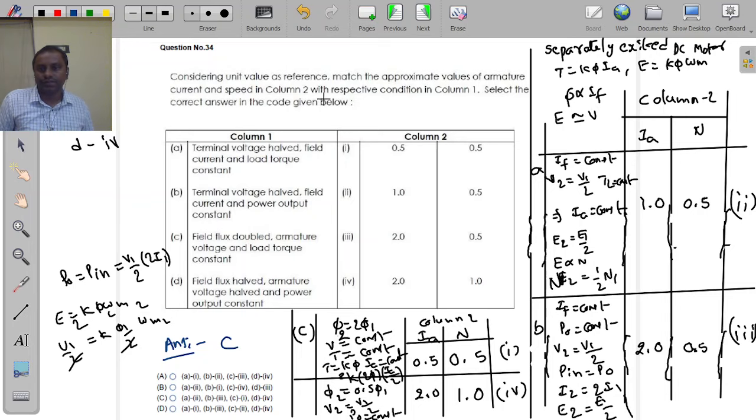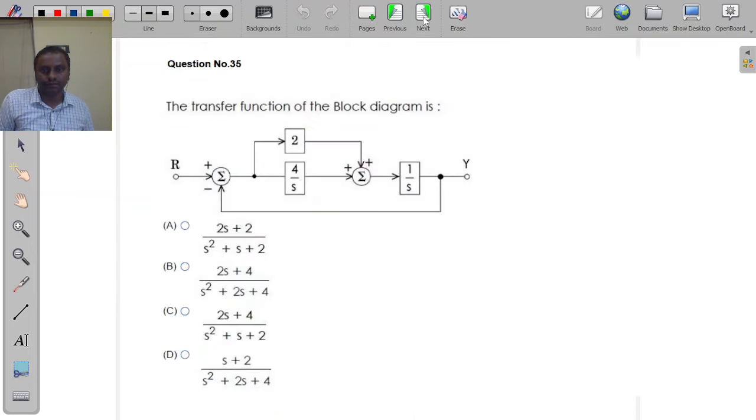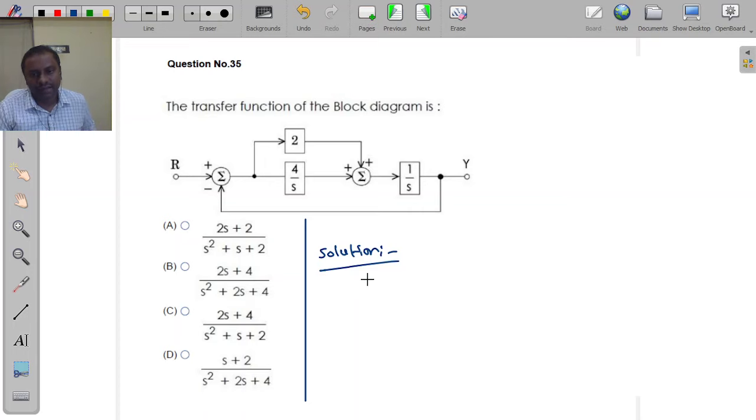Moving on to the next question, control systems. The transfer function of the block diagram is to be calculated. Solution: we use Mason's gain formula.